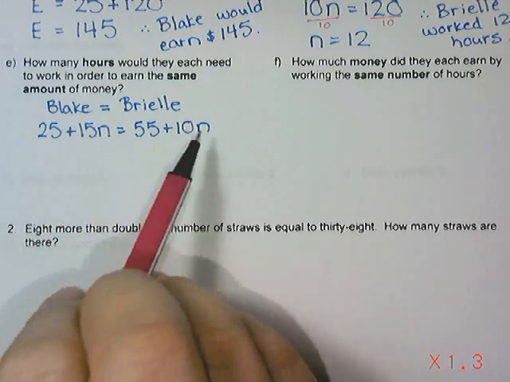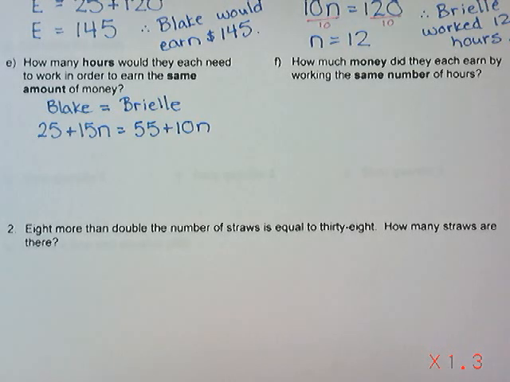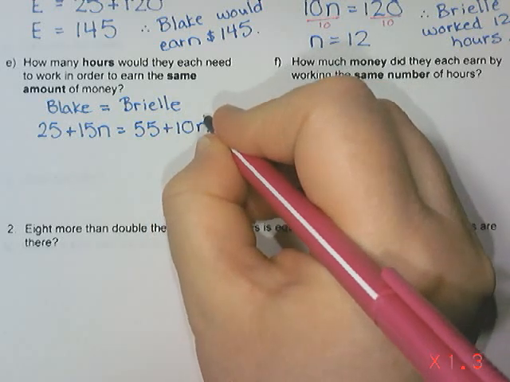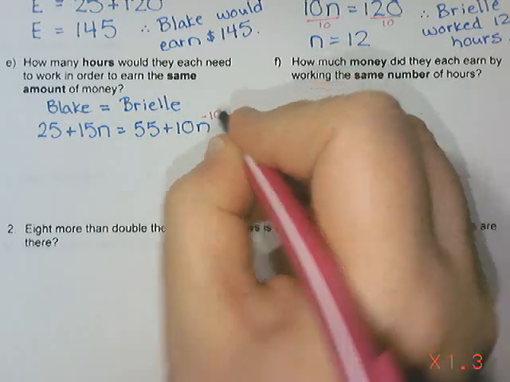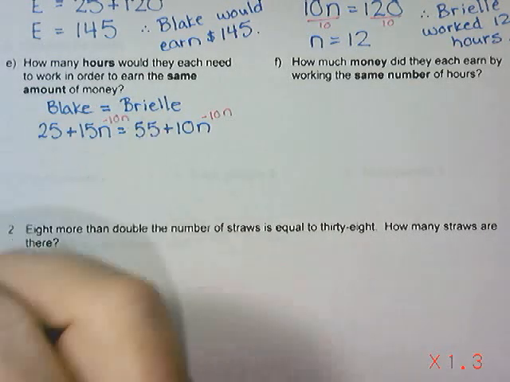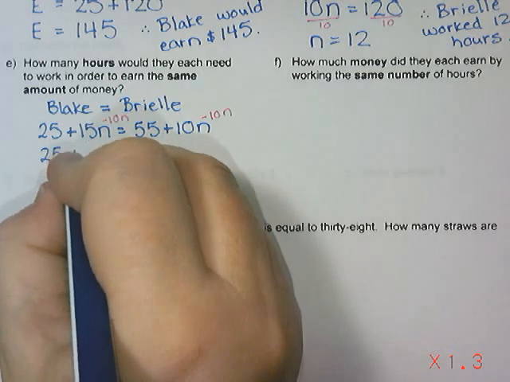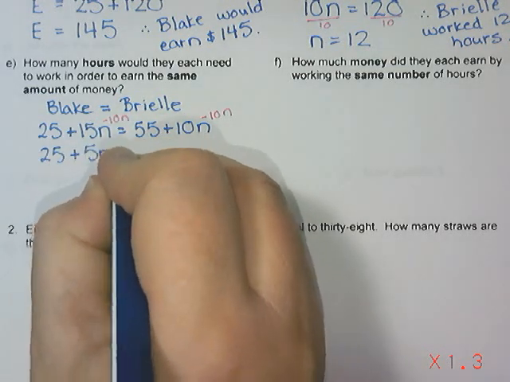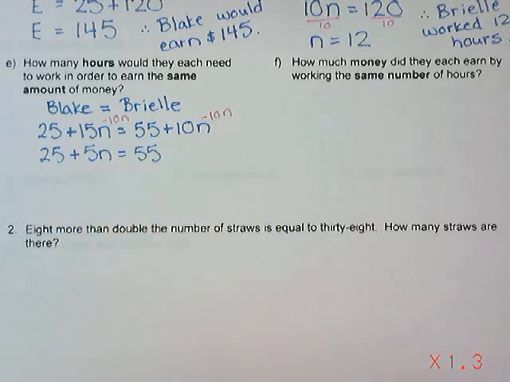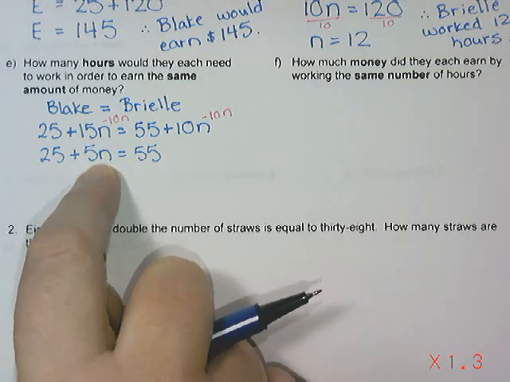Now, I have n's on both sides, so I am going to try to move one of them to the other side. I like to move them to the left, so I'm going to try to eliminate that 10n by subtracting 10n from both sides. So I will have 25, and then 15n minus 10n is 5n. And then on the other side, I have 55, and then 10n minus 10n, they're gone. So all I need to do is solve for n.